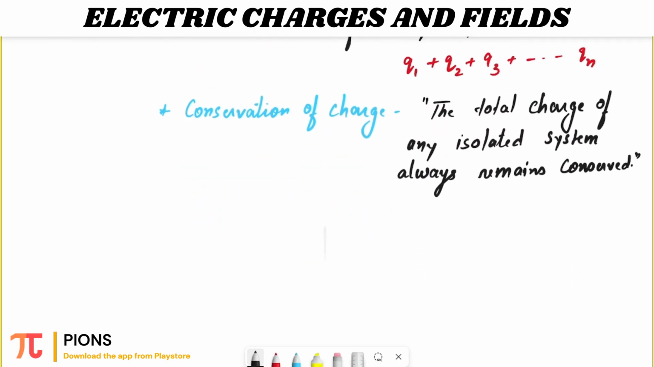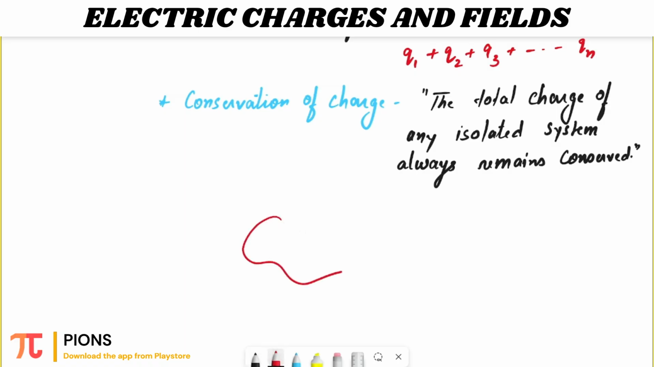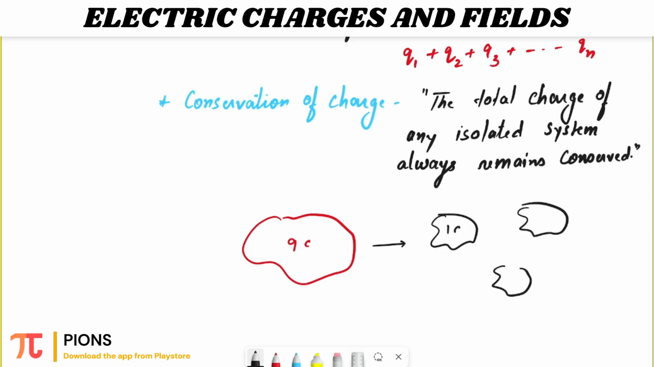Let's say if this is a system initially, and it contains a total charge of 9 coulomb, let's say. If you break it into, let's say, 3 pieces or 4 pieces or 10 pieces, I'm just assuming that I'm breaking it unevenly into 3 pieces. Here it is 1 coulomb, here it is 4 coulomb, let's say. Then how much charge will be left in the third piece? It will be 4 coulomb. So total charge initial of any system will be equal to always the total charge final.